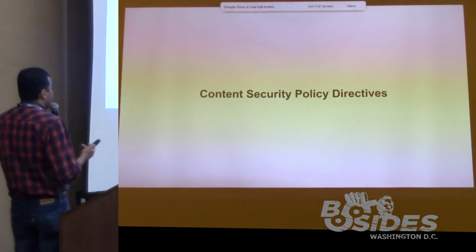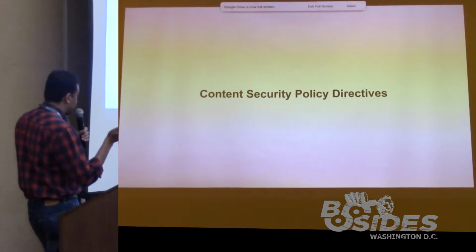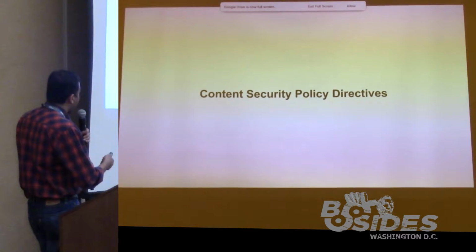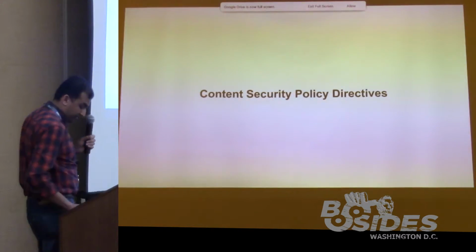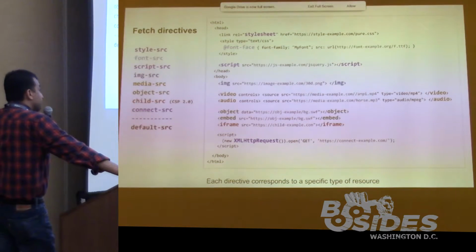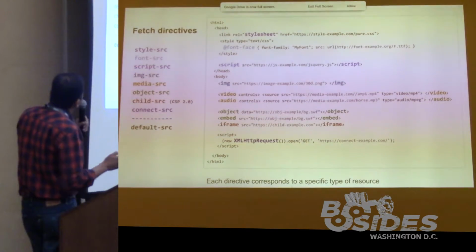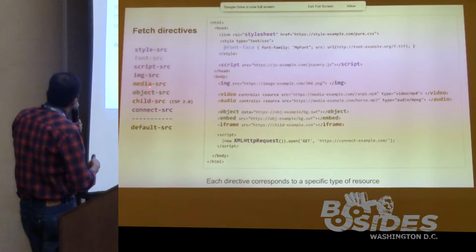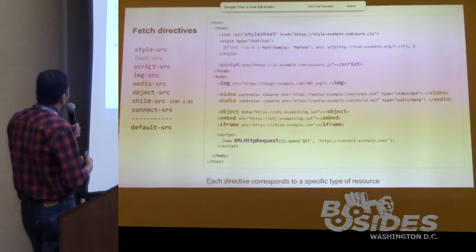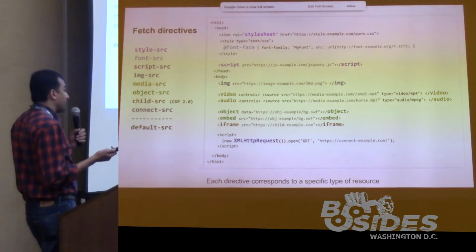So now we'll talk about content security policy directives. CSP consists of a set of policies or directives, and each directive corresponds to a specific resource type. And you can see here, for example, script SRC is a directive which basically controls what resources you can load, what JavaScript you can load. So script SRC directly corresponds to the script tag. Essentially, the script source contains a set of whitelisted locations from which you can load and execute scripts.